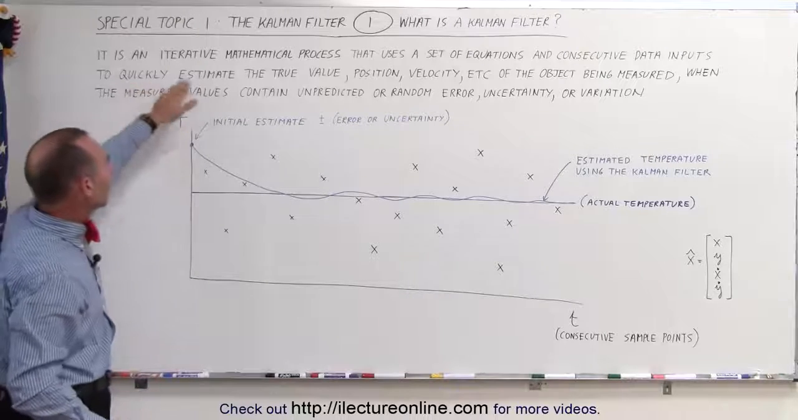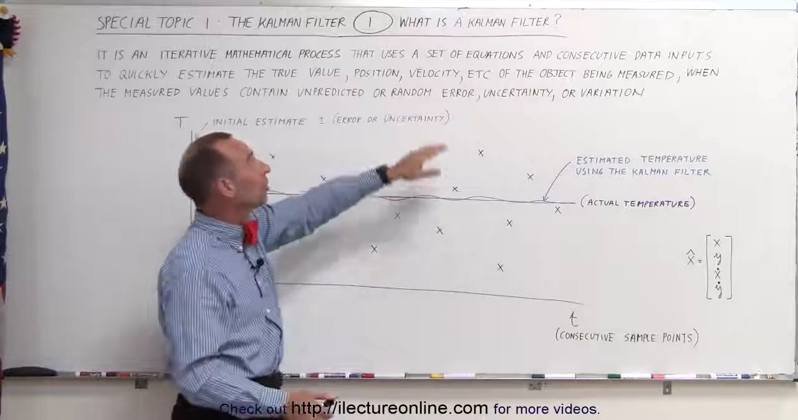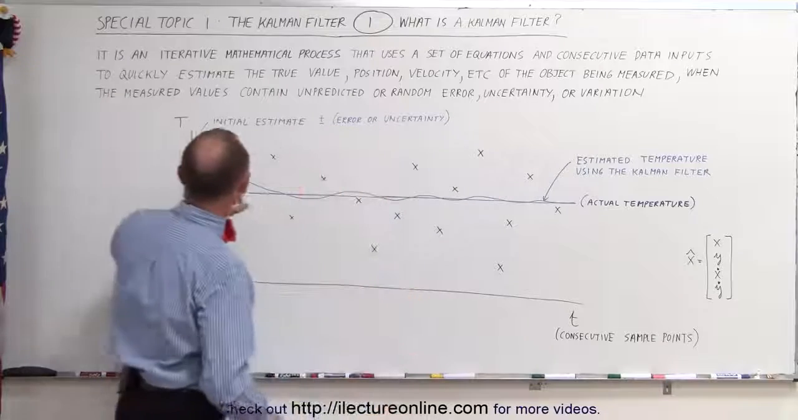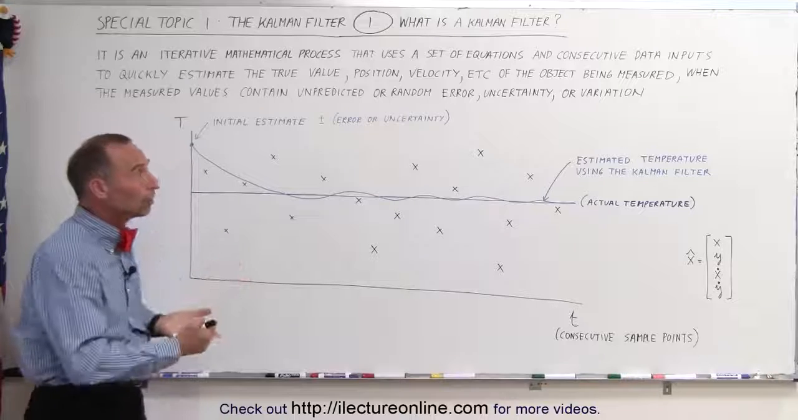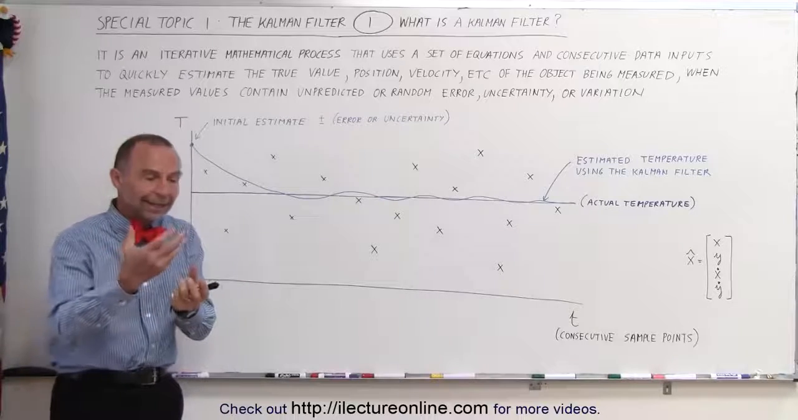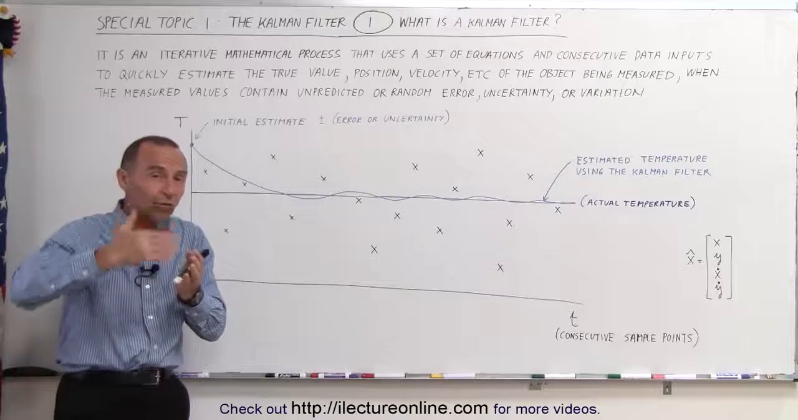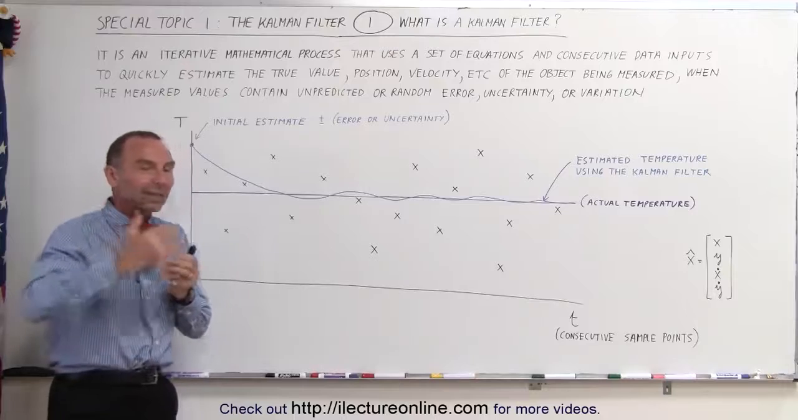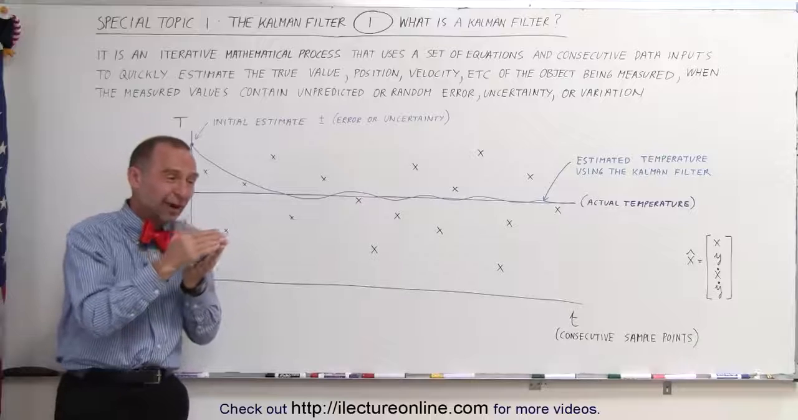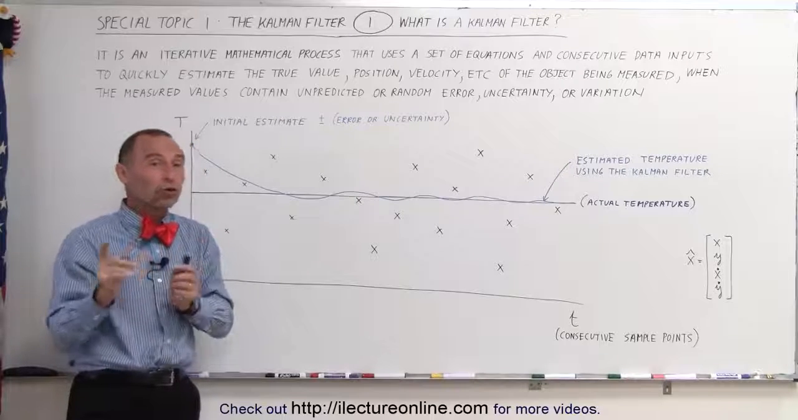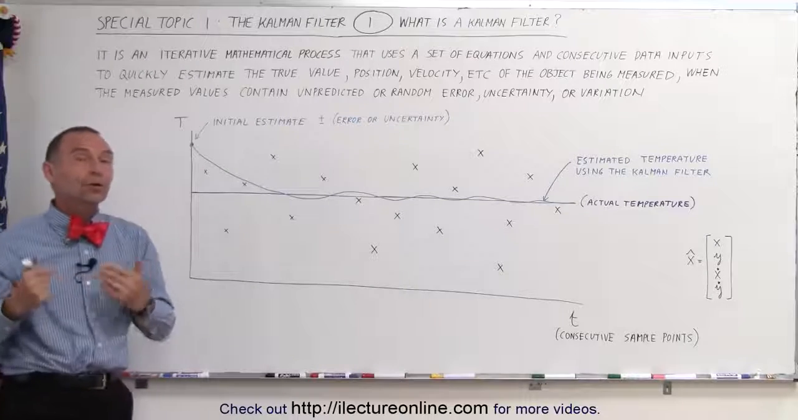So it quickly estimates the true value, position, velocity, whatever it is that we're trying to measure of the object being measured, when the measured values contain unpredicted or random errors, uncertainties, or variations. Remember that the data coming in is not the true value, it's somewhere around the true value with a certain amount of uncertainty. Since that can bounce all over the place, it would be very difficult through any other system to figure out the true value or come very close to it. So a very simple graphical example can help you understand that.